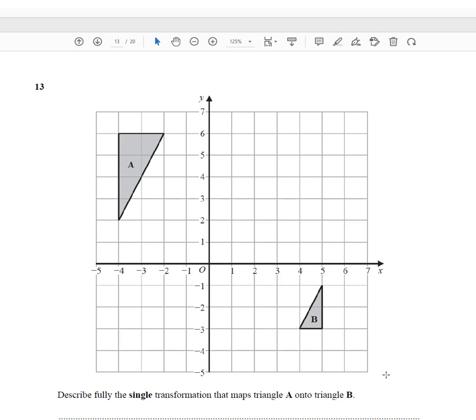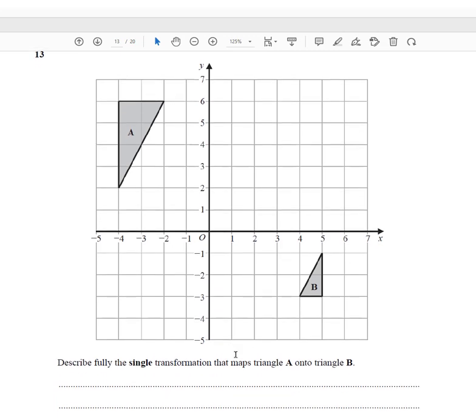To find the center of enlargement, join lines from the corresponding corners. So that's the top of the triangle and it's moved to here. So join that up with a line. Use a ruler so you don't make mistakes. This corner matches with that one. Join it up. This corner matches with that one. Join it up. All three lines, if you draw it accurately, should cross at the same place, and that is called the center of enlargement. Get some marks from this question.